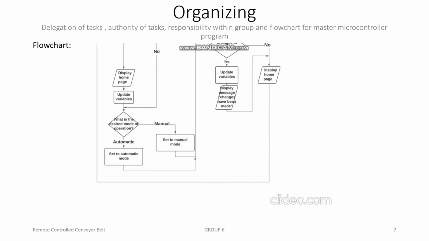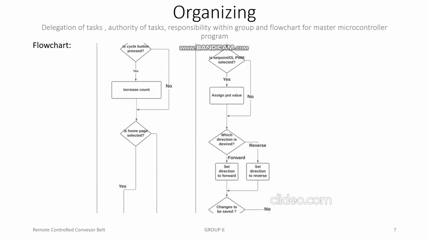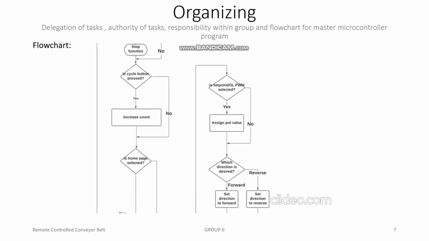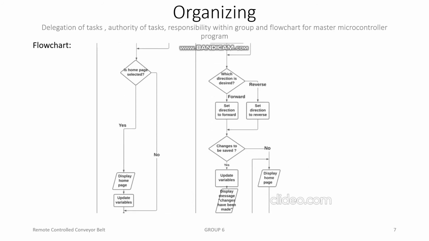automatic can be selected. When the count variable corresponds to the set point or the open loop PWM, these values can be edited by adjusting the potentiometer. When the count variable corresponds to the direction, it can be viewed or edited and can either be forward or reverse.